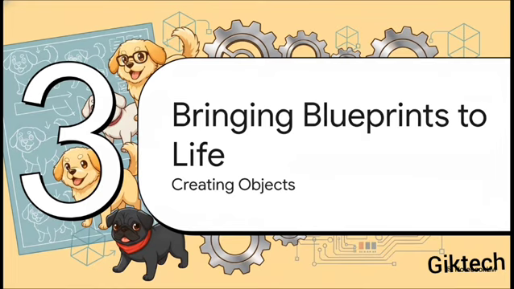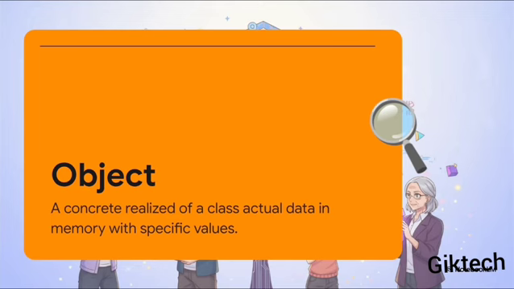So we have gone through our blueprint, the dog class, with a fine-tooth comb. Now comes the really fun part. Let's actually build something with it. Let's bring this blueprint to life. And that brings us to the object.